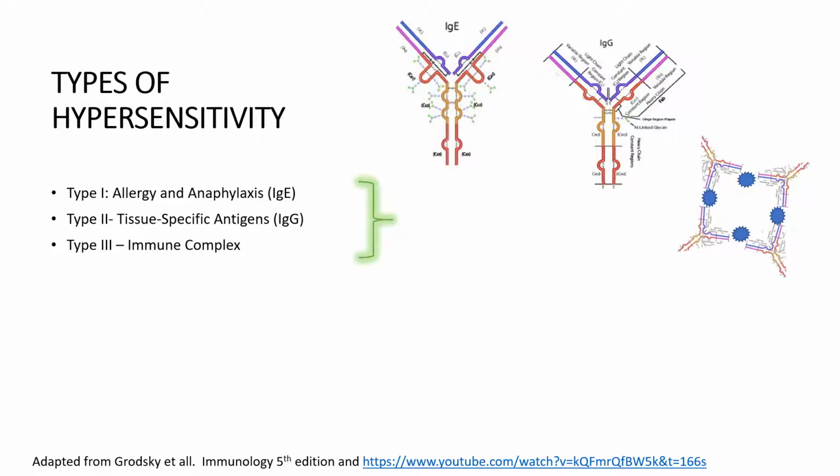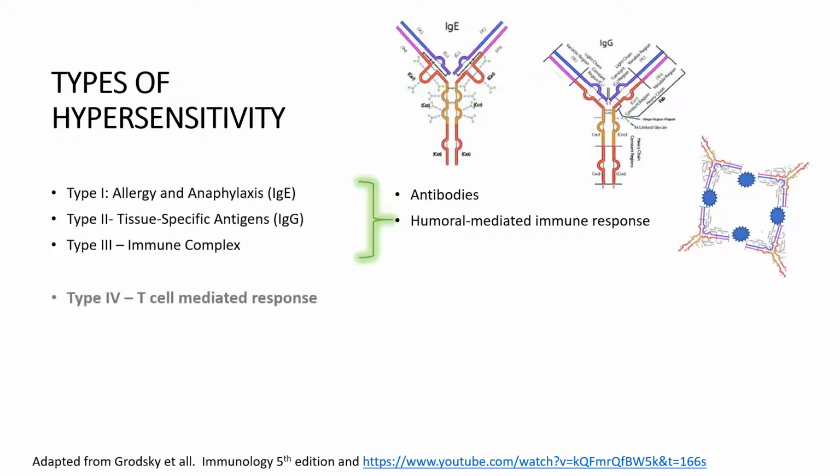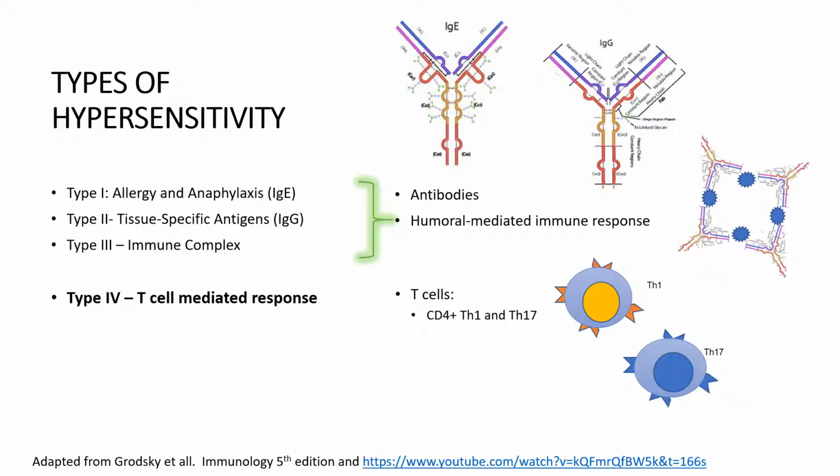All of these require the presence of antibodies, and it's what we call humoral mediated immune responses. They require B-cell activation. Type 4 hypersensitivity is T-cell mediated, and basically what we have is both the T helper cells Th1 and Th17, these are CD4s, or CD8 cytotoxic T cells. In this case, there's no antibody formation.